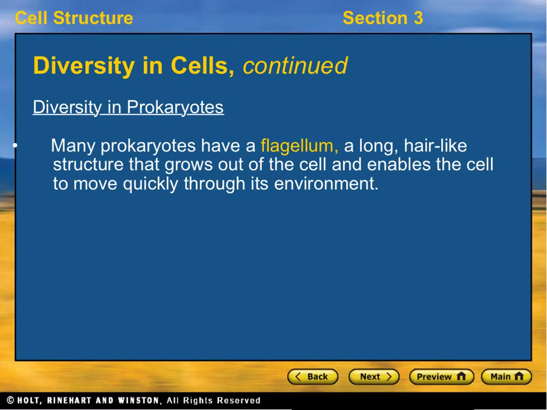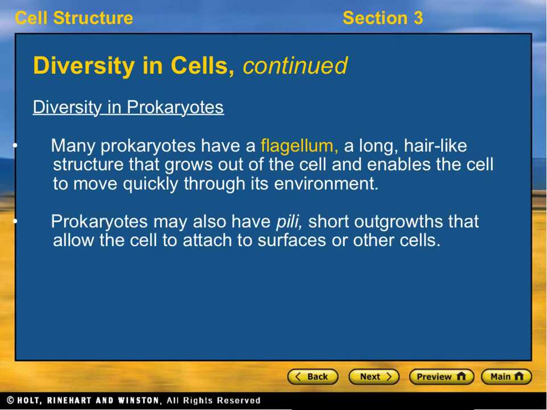So to start out with, let's look at prokaryotes. Many prokaryotes have what we call flagellum. These are long hair-like structures that grow out of the cell, and they allow the cell to move quickly through its environment. It's not really a fin, but it kind of works like a fin. It projects that cell through its environment.